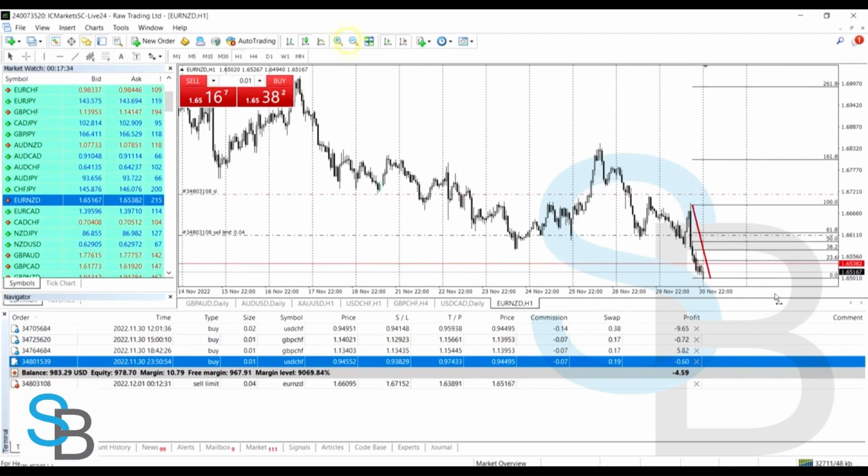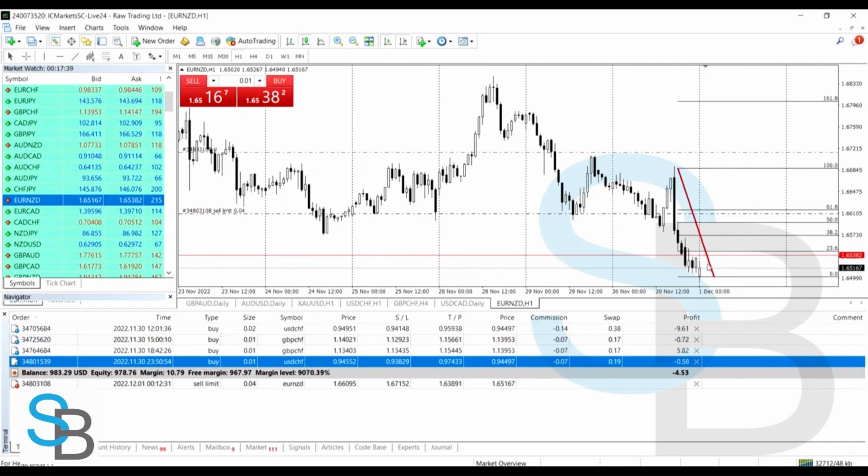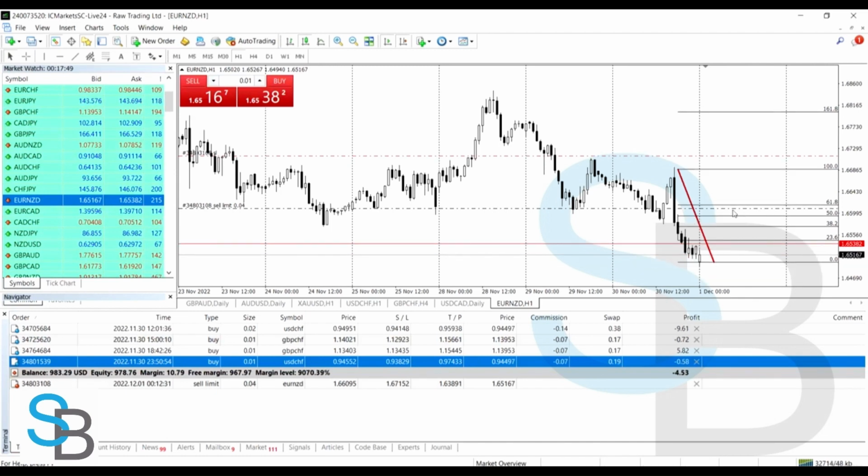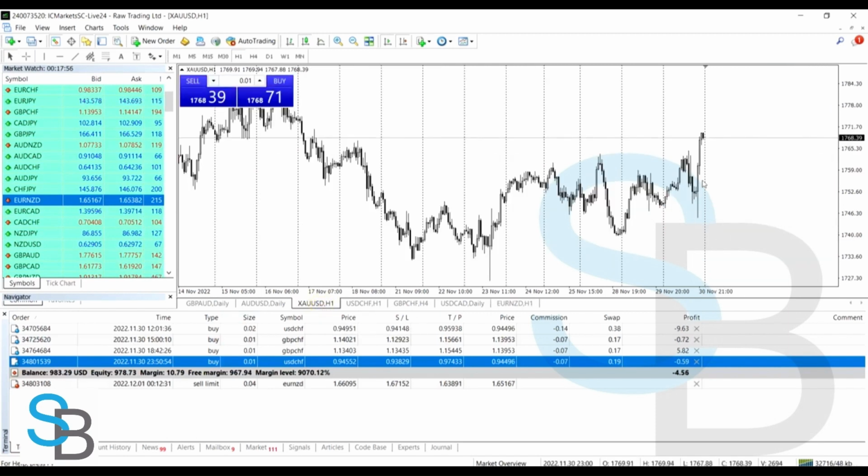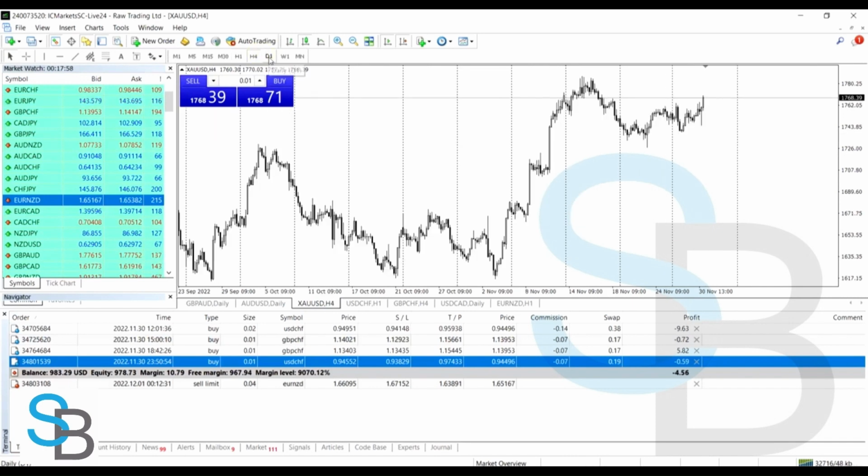Now it's night in my place, so by the time I wake up in the morning, I will see all that has happened here, and I'll see whether to adjust my entry price or to leave it where it is. So let me just go to gold so we can see what happened.